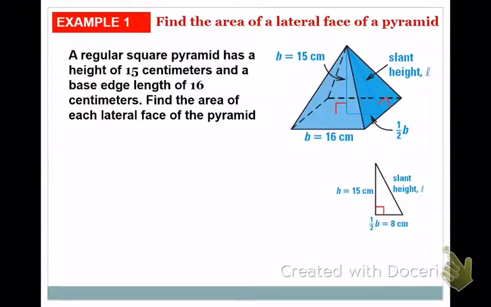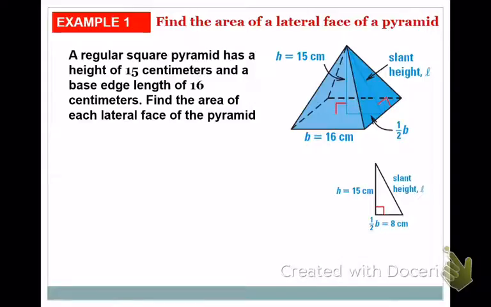Okay, so here we have a regular square pyramid, has a height. When they talk about the height of the pyramid, they're talking about the vertical distance from the base to the top. They're not talking about the slant height. They're talking about this vertical distance. The height is 15 centimeters, and the base edge is 16. Find the area of each lateral face of the pyramid. So they're just wanting the triangles.